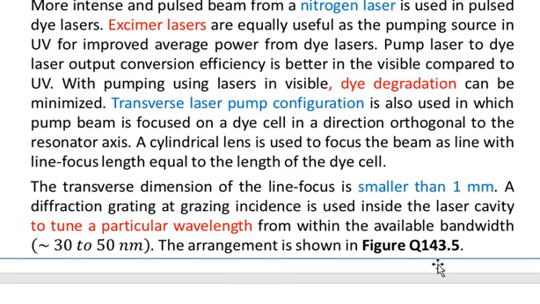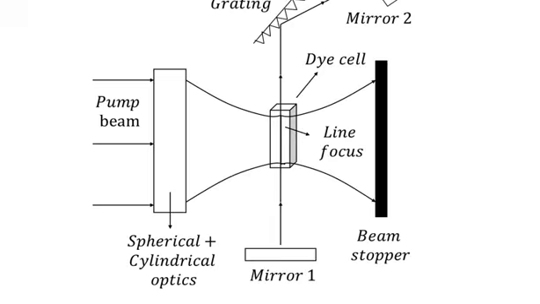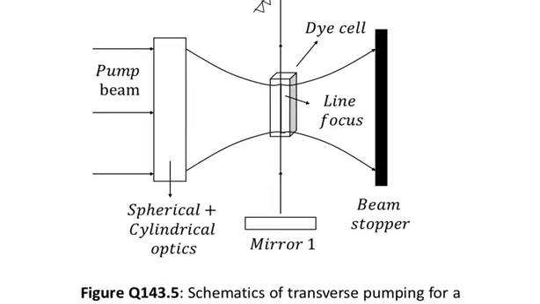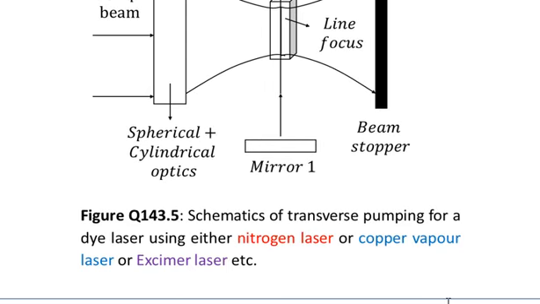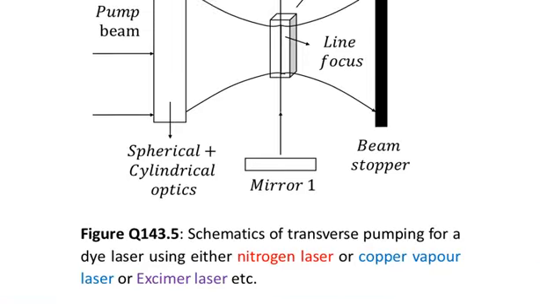The arrangement is shown in figure number 5. So first of all, let me go through the caption of the figure. Schematics of transverse pumping for a dye laser using either nitrogen laser or copper vapor laser or excimer laser. So three types of laser can be used as the pumping sources for the dye lasers.